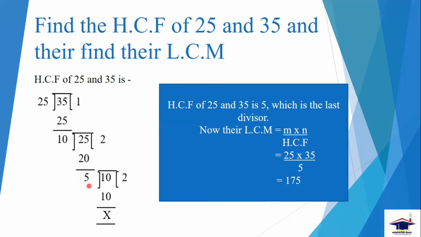Now, we'll find the LCM by using the formula m into n divided by HCF. m into n is 25 into 35, divided by the HCF, which is 5. So, you'll get the LCM as 175. Hope this is very clear.